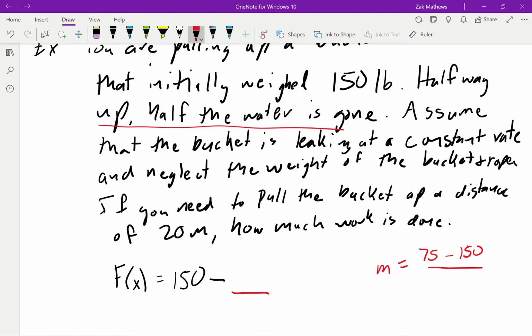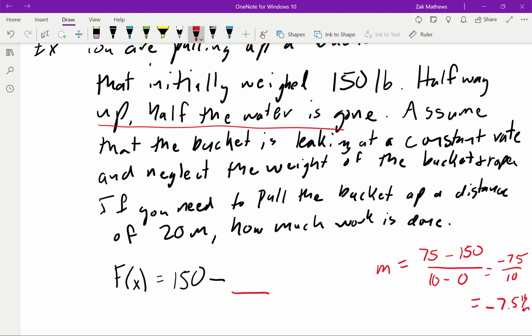And that's halfway up, so that would be at a height of 10. So at a height of 10 meters above the ground, 75 pounds are in the bucket. When we started out at position 0, 150 pounds were in the bucket. And so when we simplify this, we'd have negative 75 over 10, which means we are losing water at a rate of negative 7.5 pounds per meter.